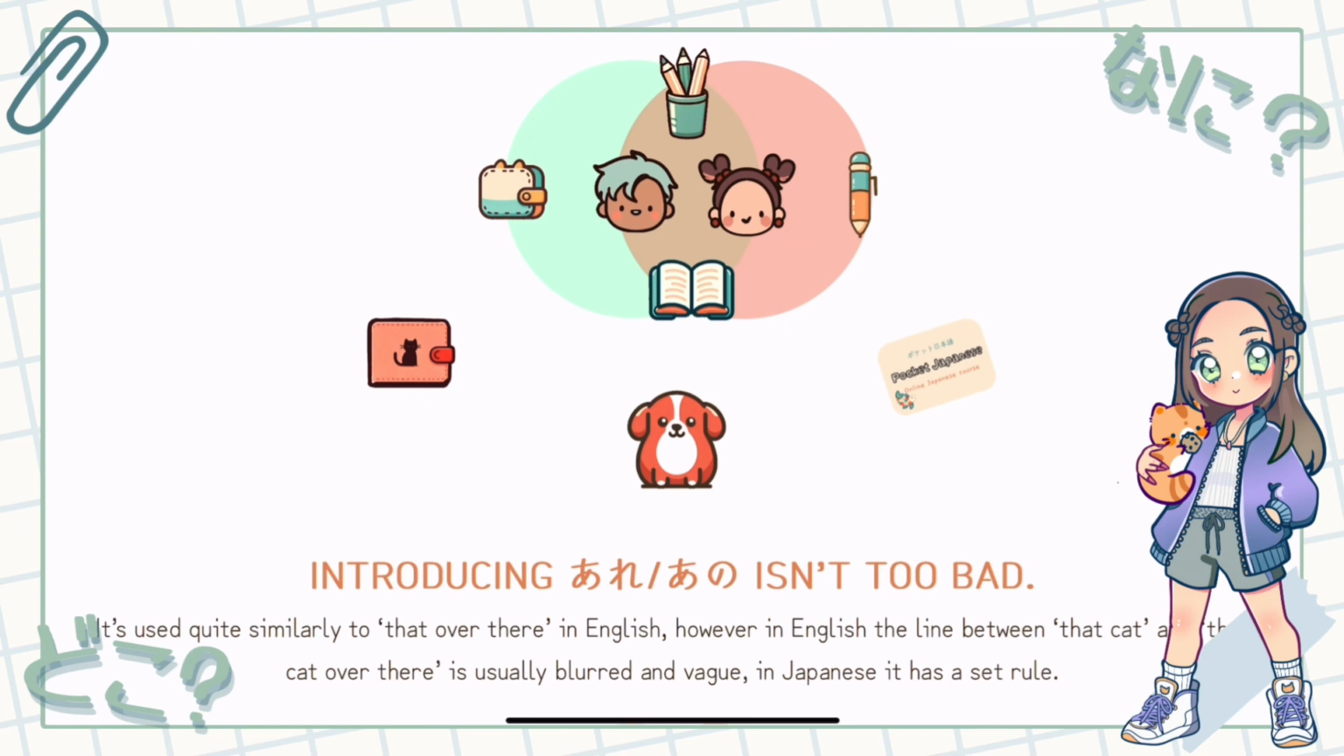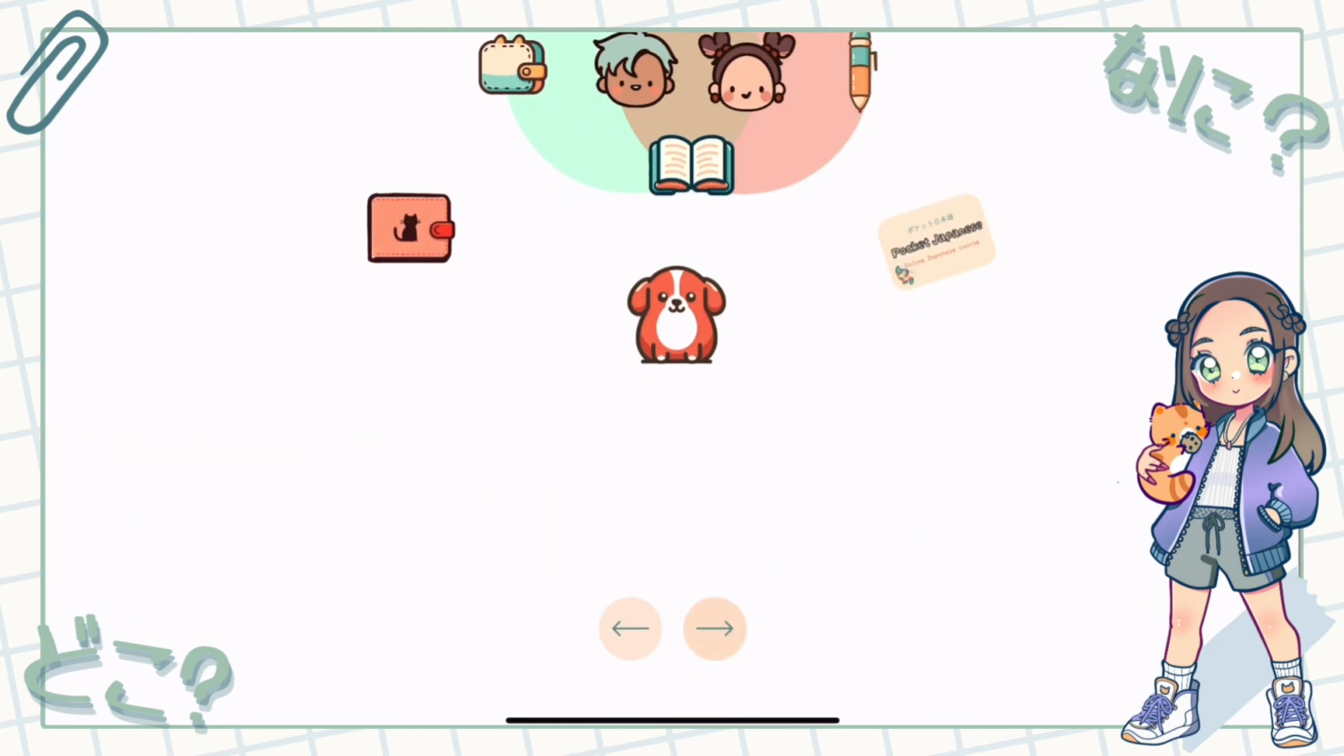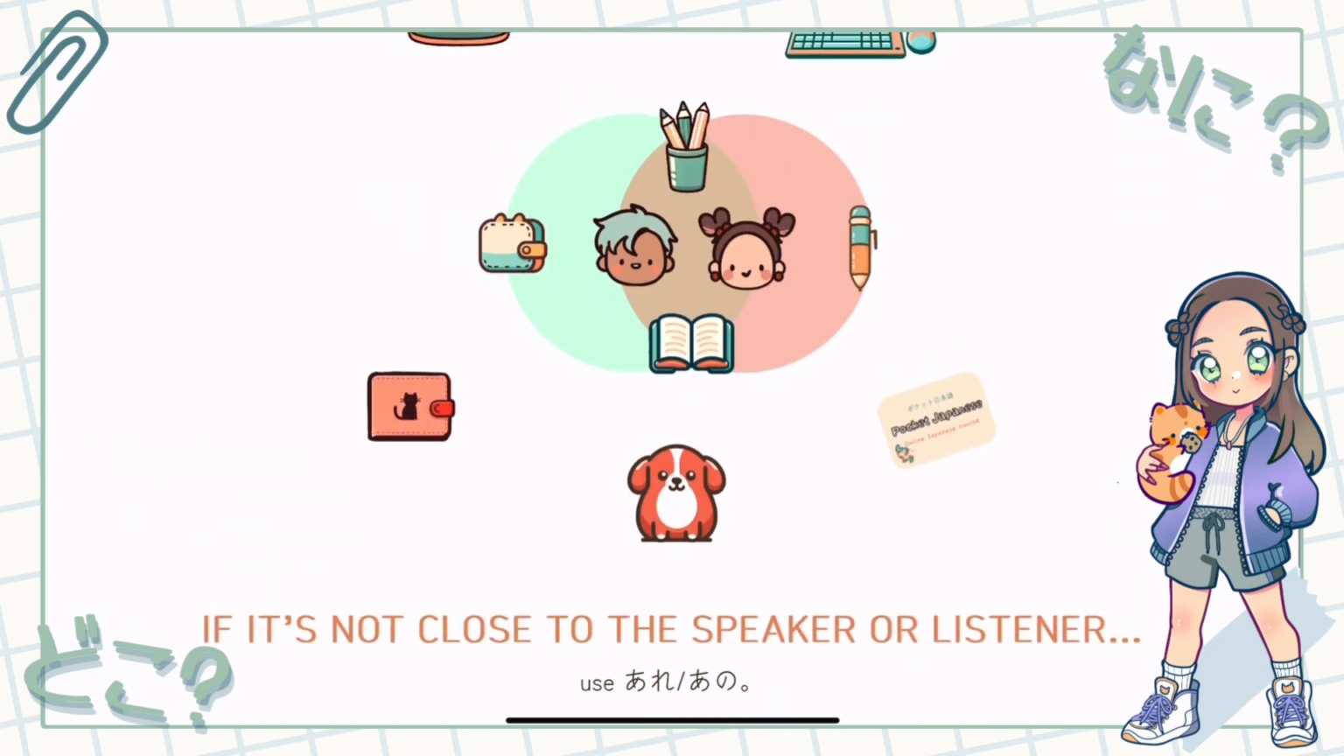Introducing are slash ano isn't too bad. It's quite similar to English that over there. I would say the only difference is you can maybe use it for things that are a bit closer than I would use for that over there in English, but whatever. However, in English, the line between that cat and that cat over there is usually blurred and vague. In Japanese, it has the set rule of it's not near your speaker, it's not near your listener. If it's not close to the speaker or listener, use are slash ano.